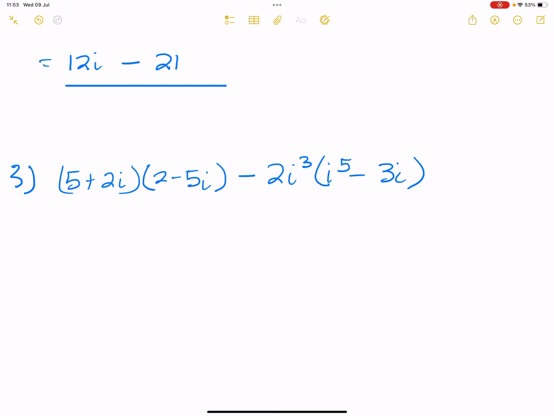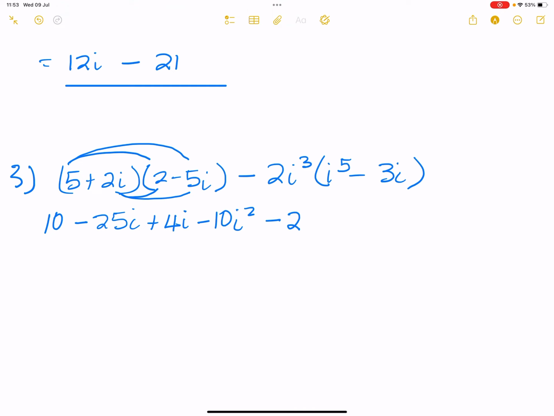So again, solving for that bracket, that will give us 10. 5 times 2 is 10. 5 times negative 5i is negative 25i. 2 times 2, that will give us 4i. 2 times negative 2i times negative 5i, that's negative 10i squared. All right, and I've got negative 2.